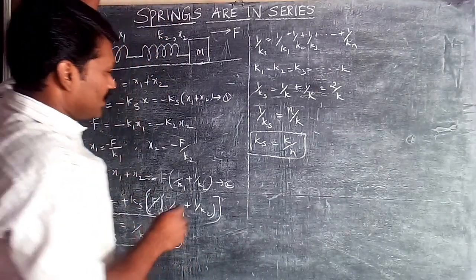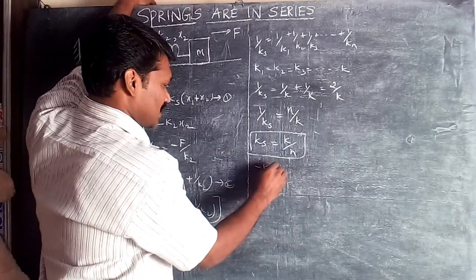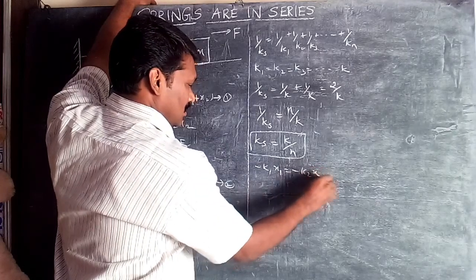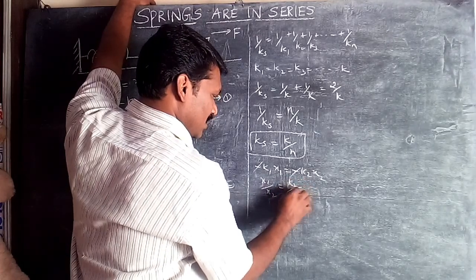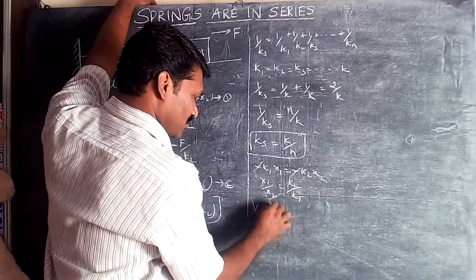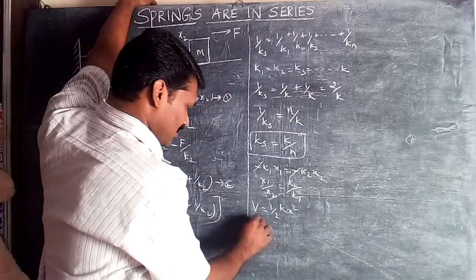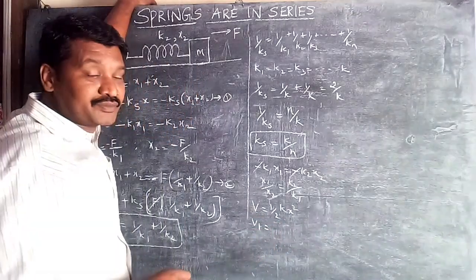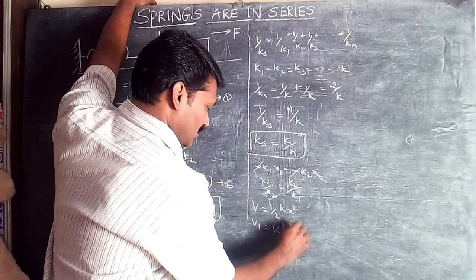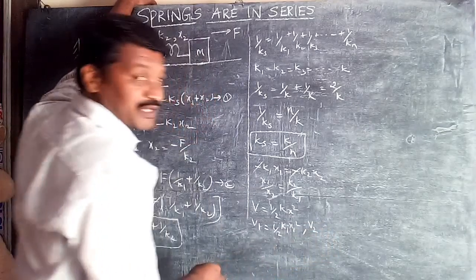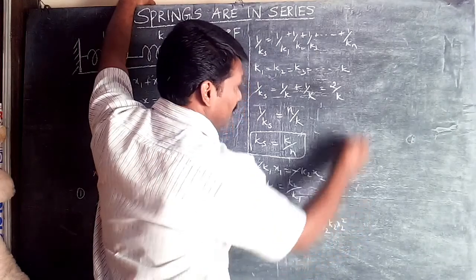Now the force on both springs is the same: minus K1 X1 equals minus K2 X2. The minus signs cancel, so X1 by X2 equals K2 by K1. We know potential energy V equals 1/2 K X squared. Since two different springs are here, the elastic potential energy of the first spring is V1 equals 1/2 K1 X1 squared, and for the second spring V2 equals 1/2 K2 X2 squared.